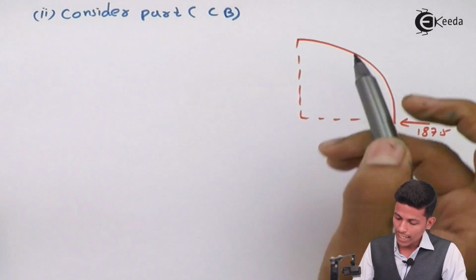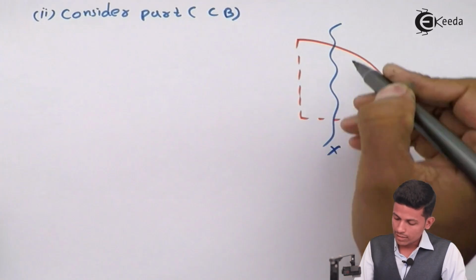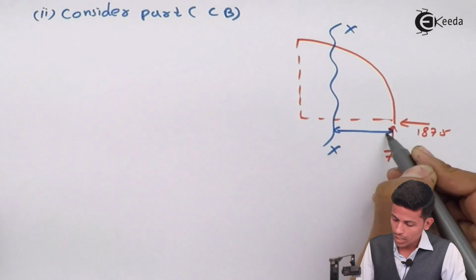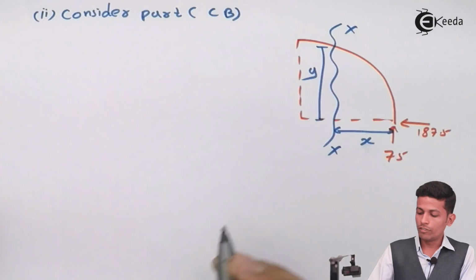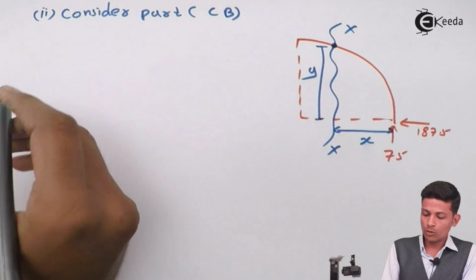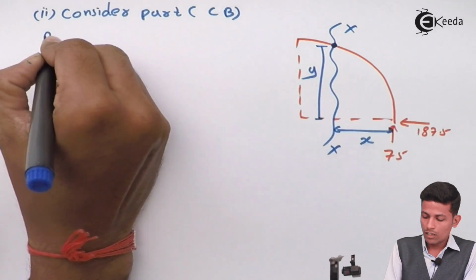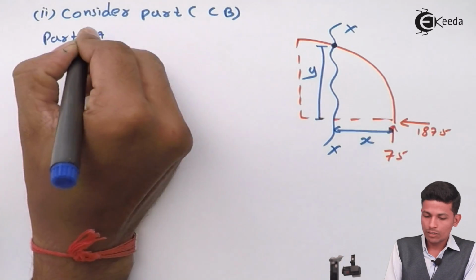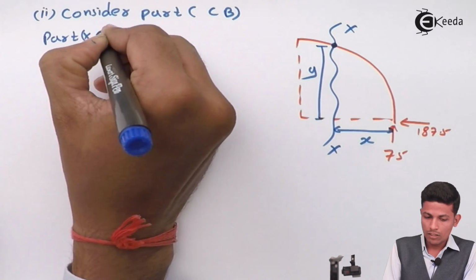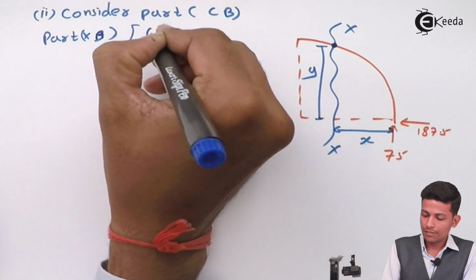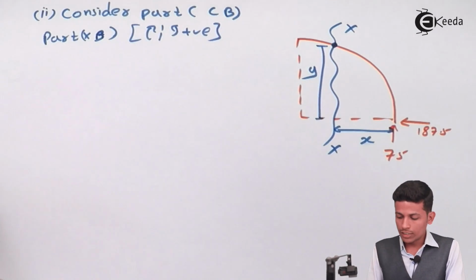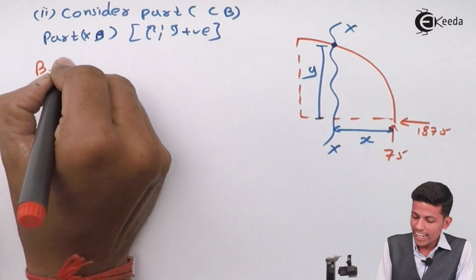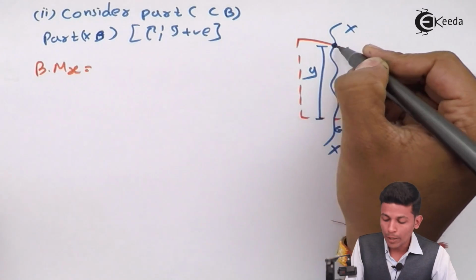Now just randomly take the section over here, XX, at distance x from A. Now we have to take the bending moment over here, so part XB. Okay, sign convention. So now the bending moment at x is equal to, we have to take moment from here.